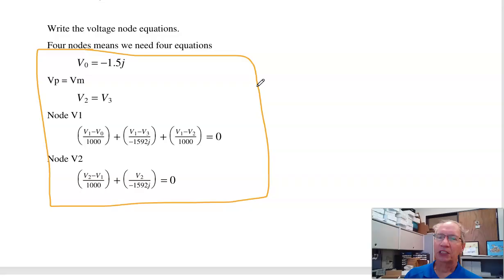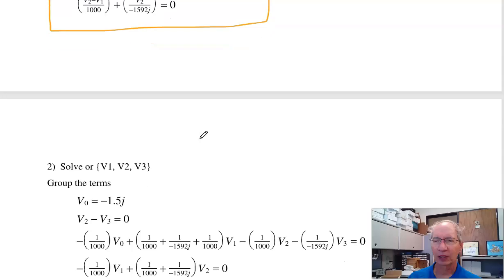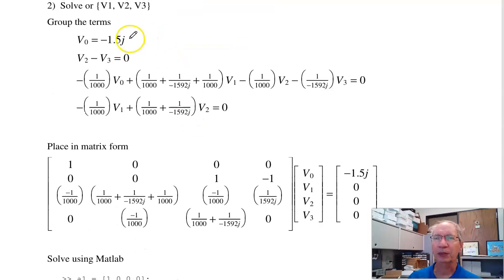This is where MATLAB really shines. MATLAB is really good at solving n equations and n unknowns, and it doesn't care: real numbers, complex numbers, it'll solve both. To solve, I'll do what we did before. Group the terms, put in matrix form, then solve in MATLAB. So grouping the terms, here's my first equation, second equation, third equation, grouping all the V1s together, fourth equation.